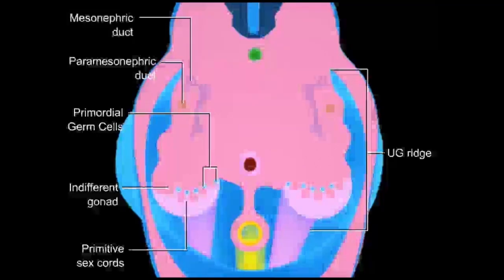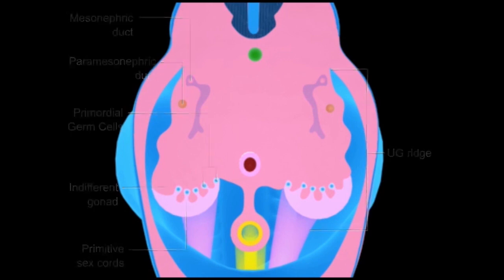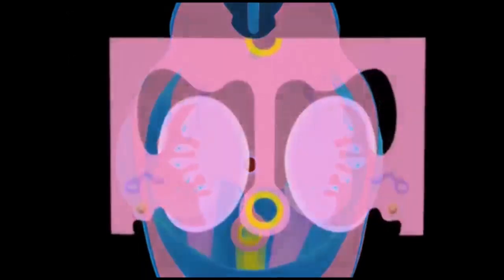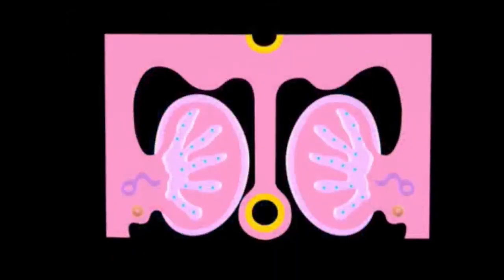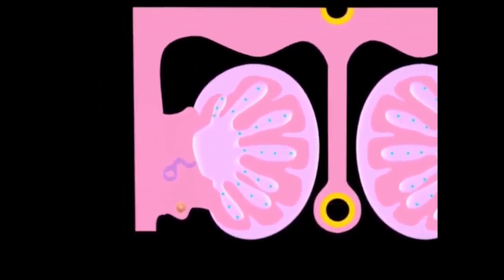At week 7, the developing gonads of males and females are identical in appearance and are referred to as being indifferent. In males, the gonads develop into testes. This requires a Y chromosome complement. The SRY gene codes for testes determining factor. Under the influence of TDF, the original undifferentiated gonadal ridges differentiate into seminiferous cords, which will become the seminiferous tubules.